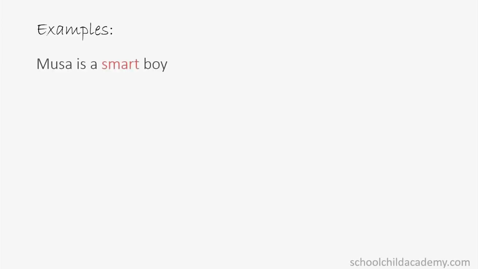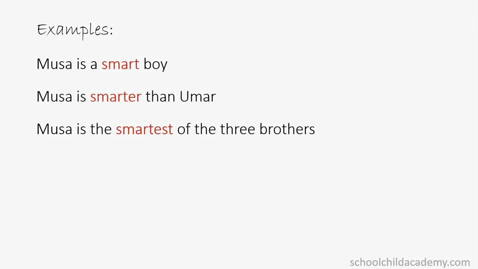Examples: Musa is a smart boy. Musa is smarter than Umar. Musa is the smartest of the 3 brothers. Here we used the positive smart to describe Musa alone. We used the comparative smarter to compare Musa's smartness to that of Umar, and we used the superlative smartest to compare Musa's smartness to those of his brothers.